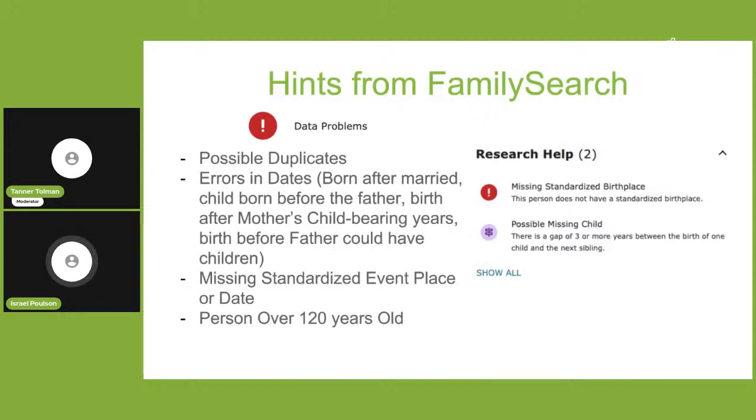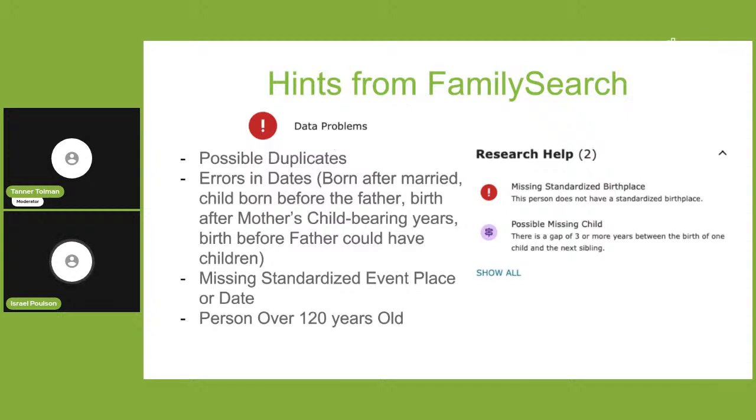So another thing that is super awesome is that FamilySearch can help you with that. FamilySearch is incredible, and we have such amazing engineers working with us, and they will show you little icons within your family tree to point out, hey, there is a problem here. So this red exclamation point, data problems, will show up within your family tree.